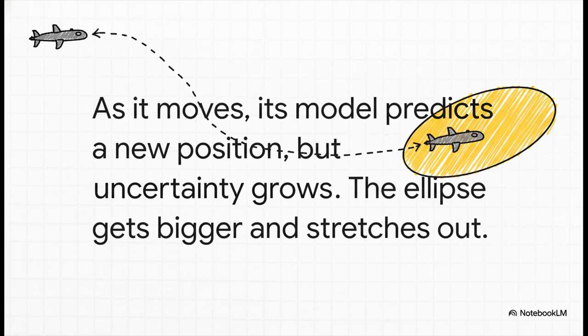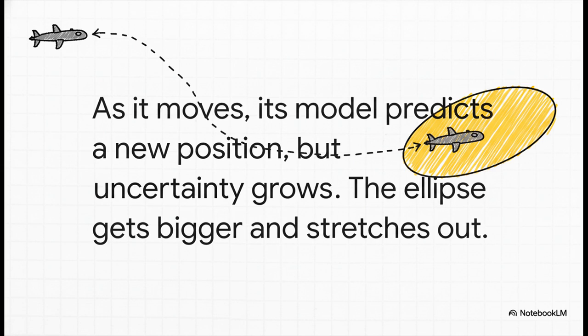Now for the first step, predict. The AUV fires up its thrusters and moves forward. It uses its internal model of how it moves to guess its new position. But look what happens to that uncertainty ellipse. It gets bigger, it stretches out. Why? Because that internal model isn't perfect. The thrusters aren't flawless. Maybe there's an ocean current it doesn't know about.